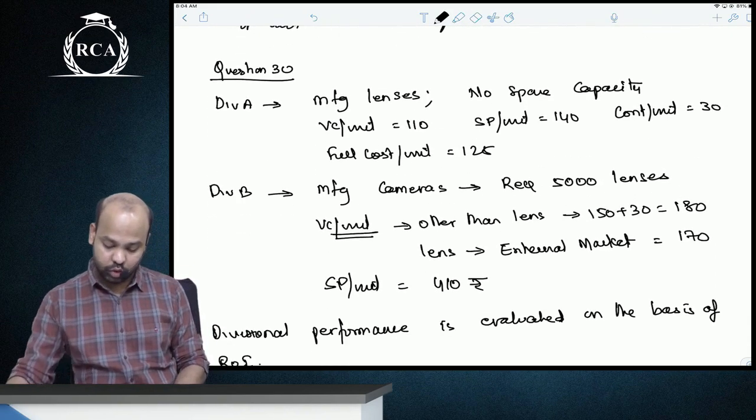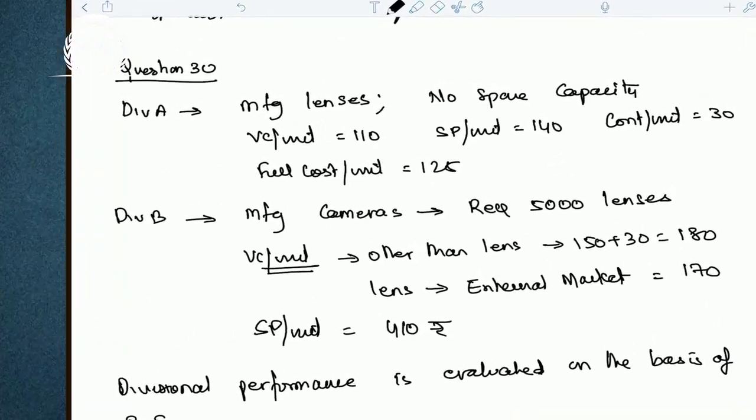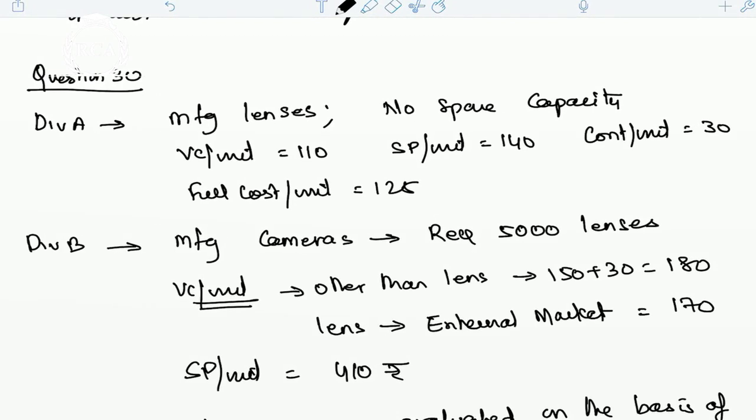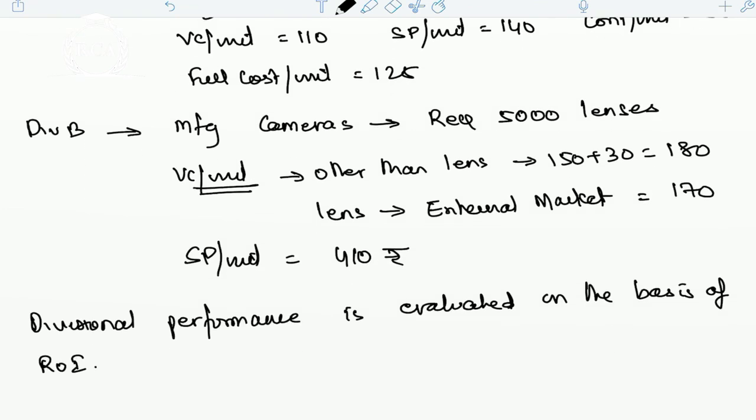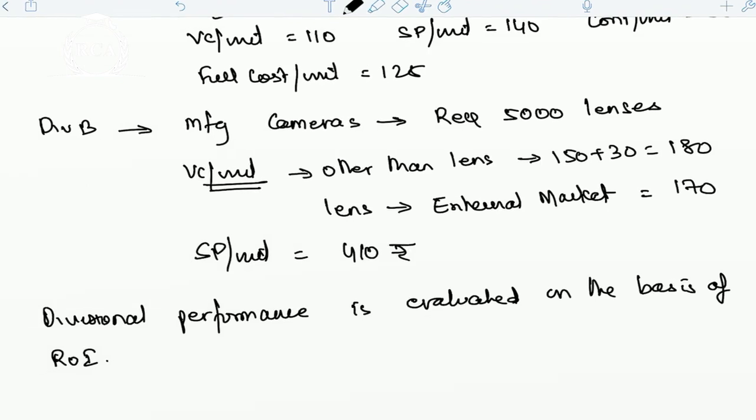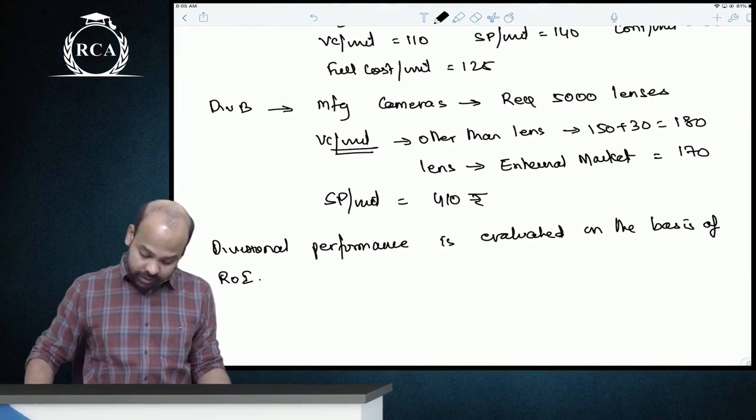Okay? I'm zooming in only for 30 seconds. You must have written it with me, guys. I hope you're all clear about this. I hope you're all writing this. Everyone is done with this? Yes sir, done. Great, guys. So divisional performance is evaluated on the basis of return on investment.